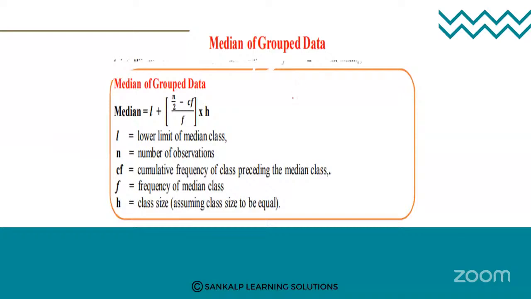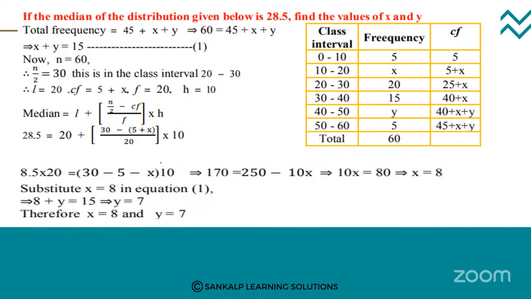Then we'll learn about the median of grouped data. To get the median, one formula is there: L plus (N by 2 minus CF) divided by F, into H. L is the lower limit of the median class, N is the number of observations, and CF is the cumulative frequency of the class preceding the median class. F is the frequency of the median class and H is the class size. This one is very important. This question can be asked for 3 marks.